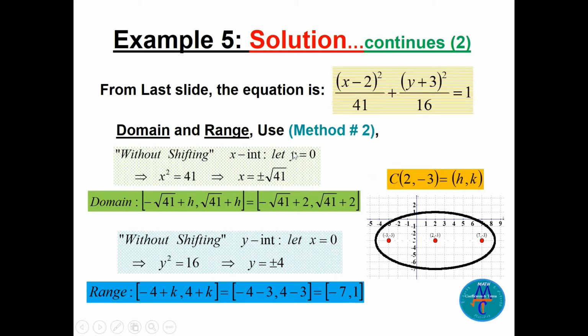Let y be 0. So x will be plus or minus square root of 41. So the domain will be from minus square root of 41 plus h to square root of 41 plus h. That will be the domain. Now the range: without shifting, find the y-intercept. Let x equal 0. So y will be plus or minus 4. So from minus 4 to 4, then we add k. So it will be minus 7 to 1, which is the range.